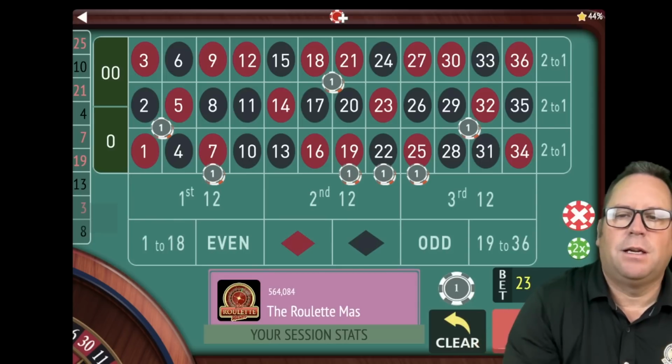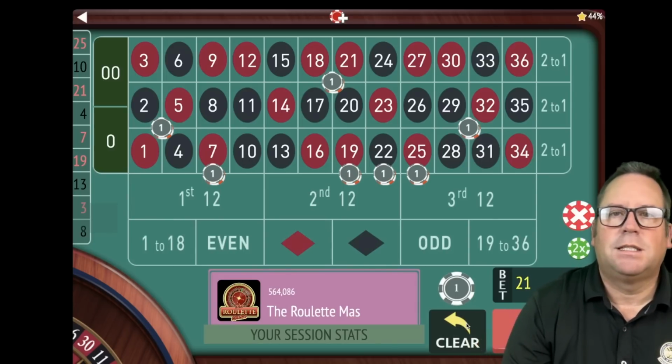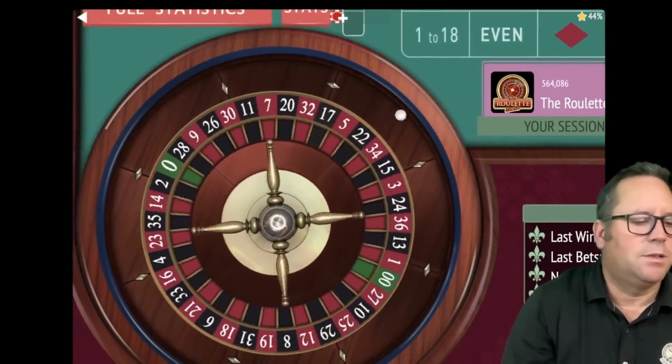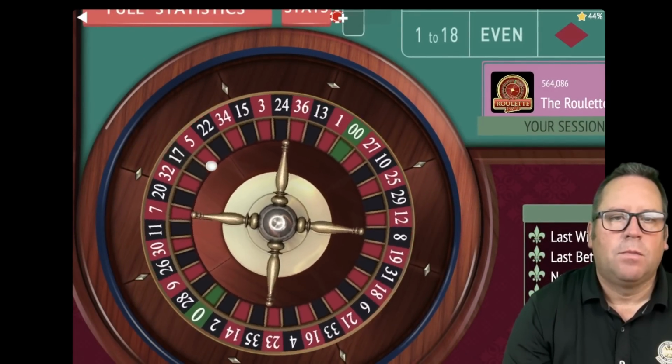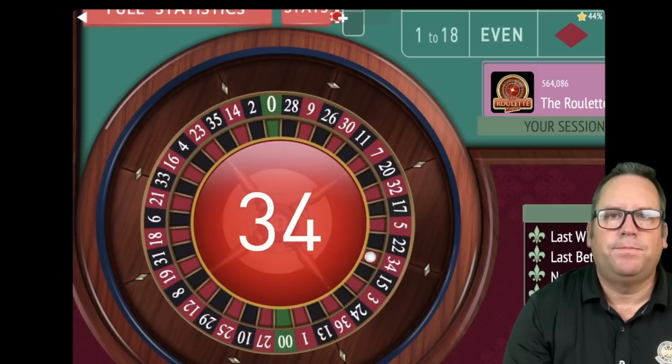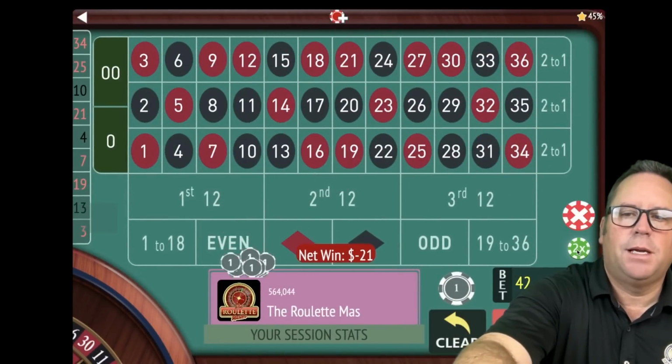And remember, if you look there, we have 1, 2, 3, 4, 5, 6, 7 bets at $3 each. That's how we got to 21. Let's go ahead and spin, and here we go. Okay, that's a 34 red, and we lost. We're going to go ahead and start by doubling the bet.